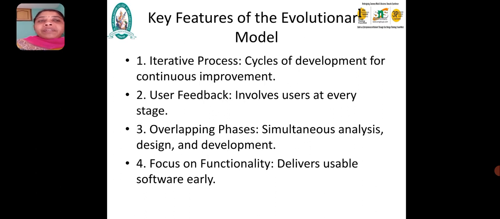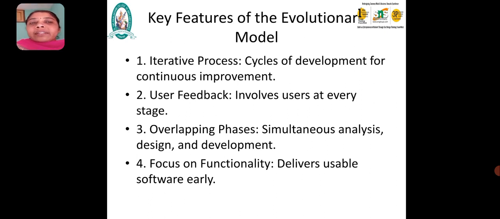Next, key features of the evolutionary model: an iterative process, with cycles of development for continuous improvement. We have to collect user feedback regularly. Overlapping phases means analyzing, designing, and development should happen simultaneously.